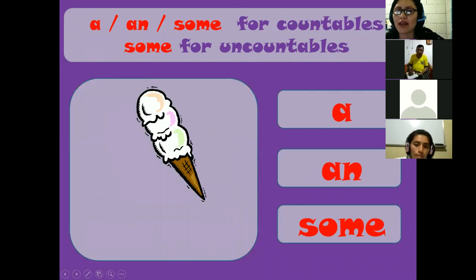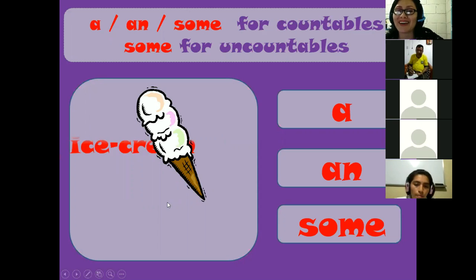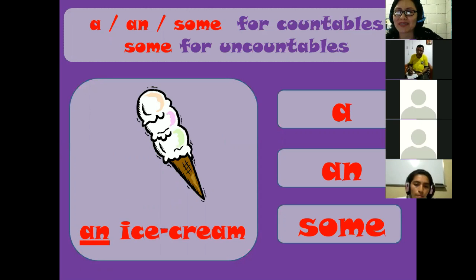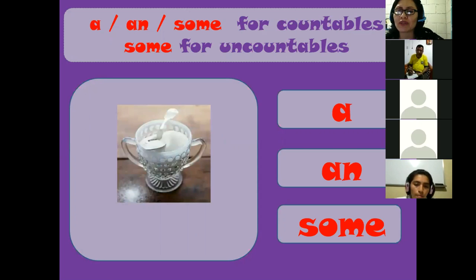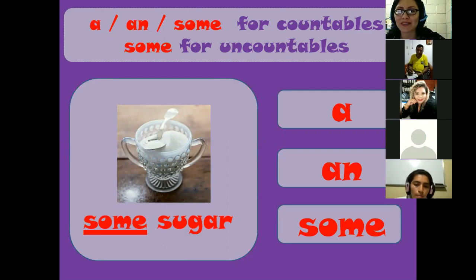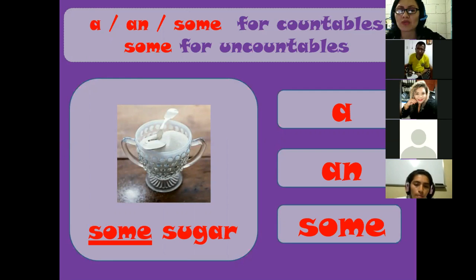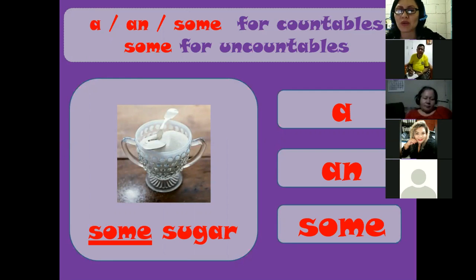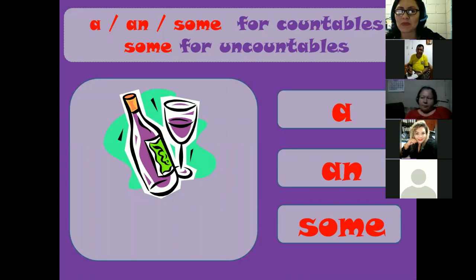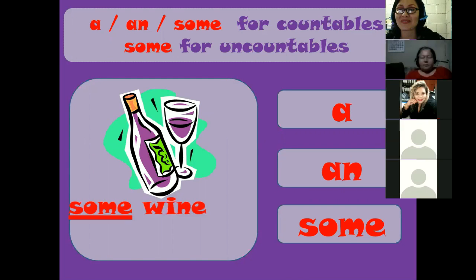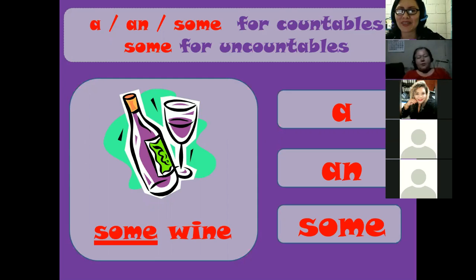Ice cream. A, an, or some? Very good. An ice cream. Very good. Excellent. What about this one? What about sugar? A, an, or some? Some sugar. Correct. Okay. What about the next one? What about this one? Wine. Some wine. Okay. Yeah, because it's a liquid, right? A menos que yo diga a glass of wine, un vaso de vino, ¿verdad?